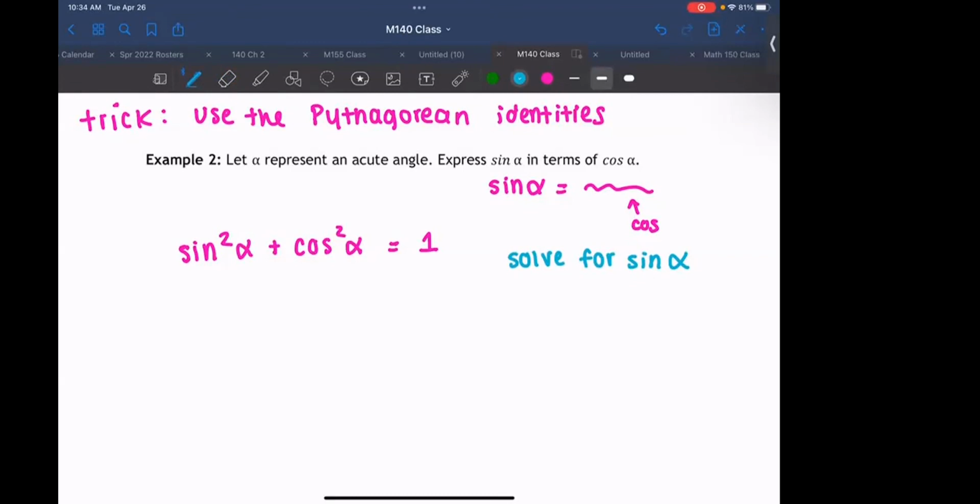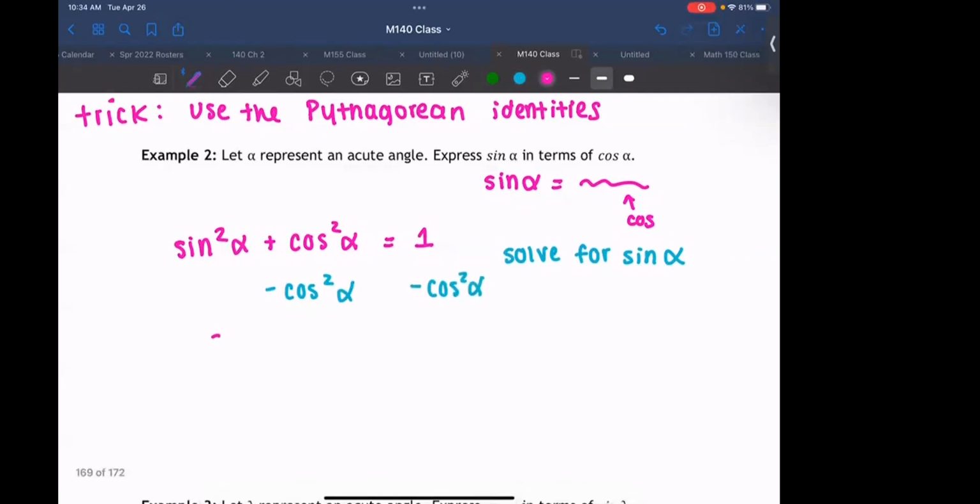Yeah, subtract cosine squared on both sides. Okay, so on the left-hand side, I'm left with sine squared of alpha. On the right-hand side, I have 1 minus cosine squared of alpha. Okay. All right, sine is almost by itself. What can I do on both sides to get it completely by itself? Good, square root. Square root is the opposite of square.